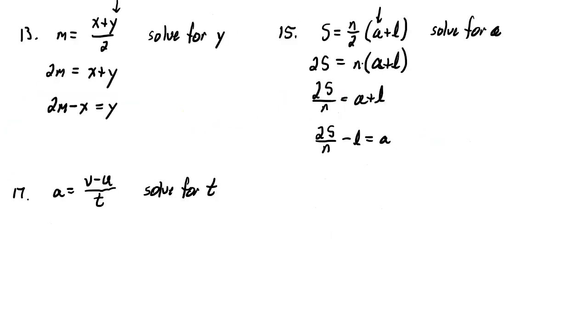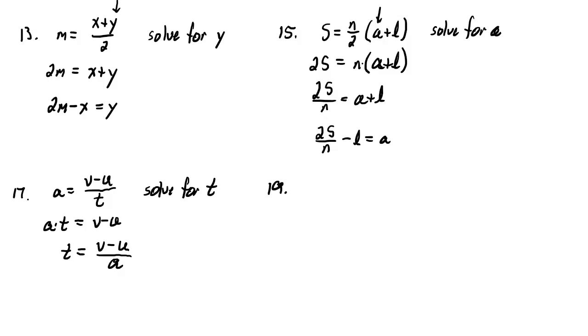Number 17. A equals v minus u divided by t. Solve for t. Okay, the variable we're trying to solve for is down in the denominator of a fraction. This has happened before. So first thing, multiply by that t. A times t is equal to v minus u. Now we can get the t alone on the left side of the equals if we get rid of the timesing by a. So t is equal to v minus u divided by a.